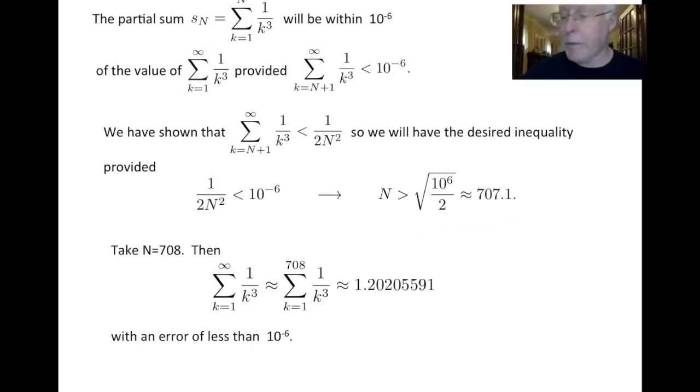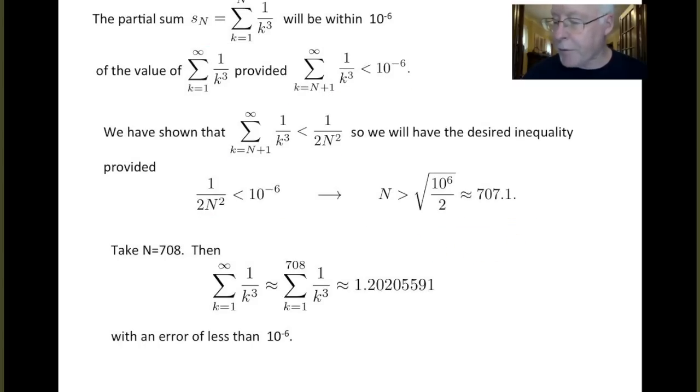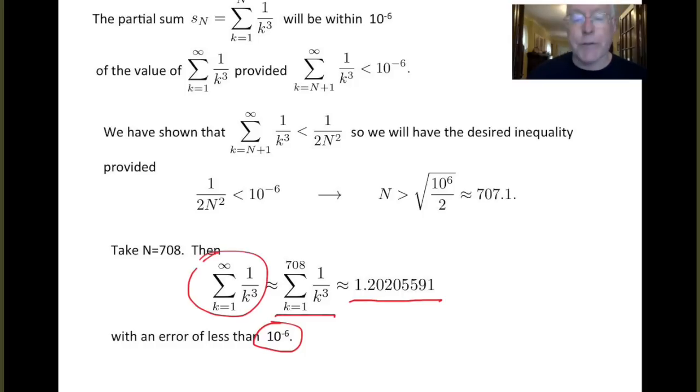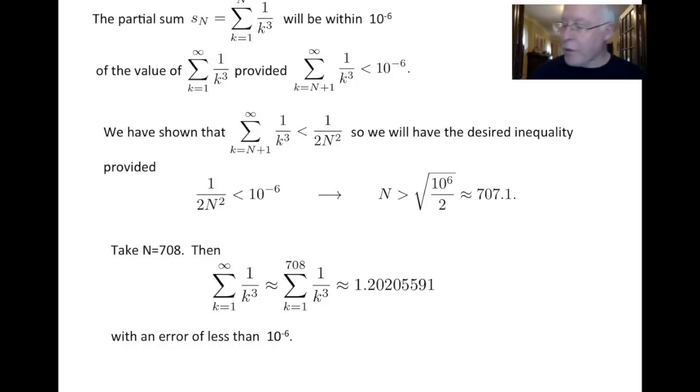So if you're curious about the sum of this convergent infinite series, summation k equals 1 to infinity 1 over k cubed, then you can say, well, I don't know what the value is, but it's approximately equal to that finite sum. And a calculator will quickly tell you that's about 1.20205591. And if someone asks you, well, how good is that estimate? Well, you can say that is within 1/1,000,000th of the actual sum of that series. Pretty cool, huh?